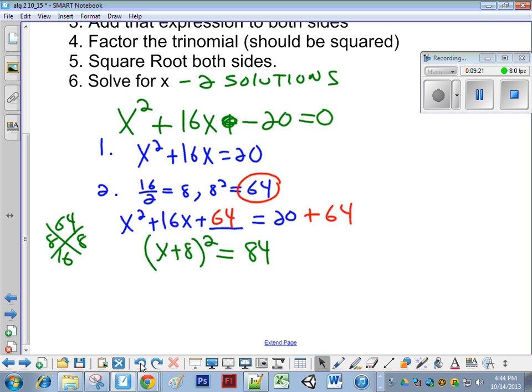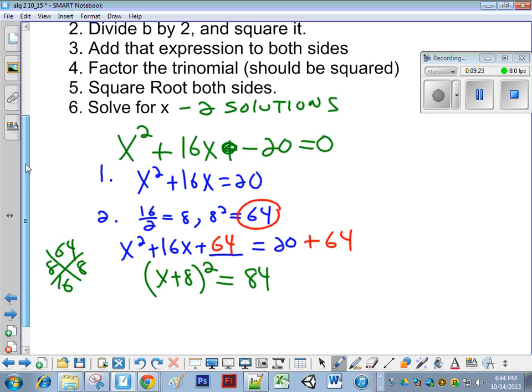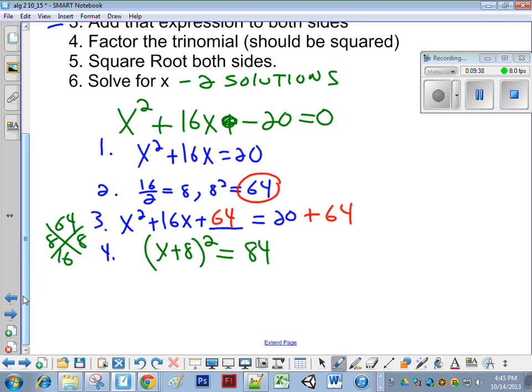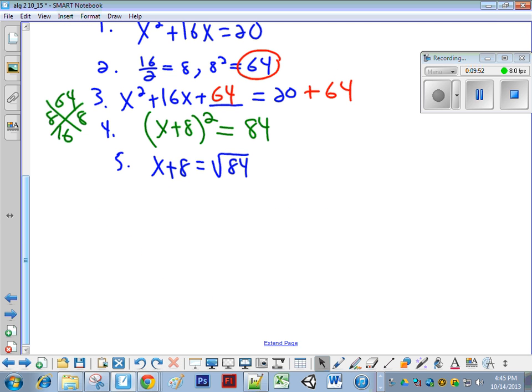All right? So let's check our steps out. I added that to both sides, so this is my step 3 right here. My step 4 for factor the trinomial should be squared. Okay, I'm on step 4. My step 5 is to square root both sides, so I'll have x plus 8 equals the square root of 84. Okay? But I also know that I'm going to have the negative square root of 84.